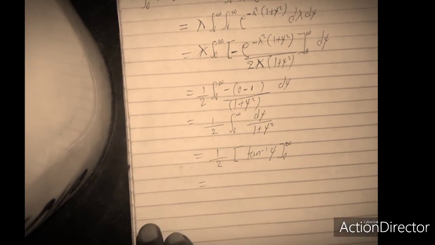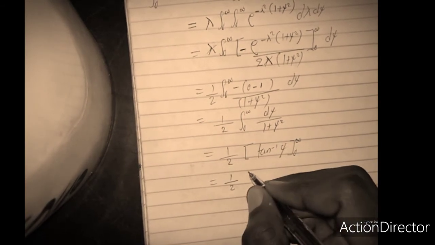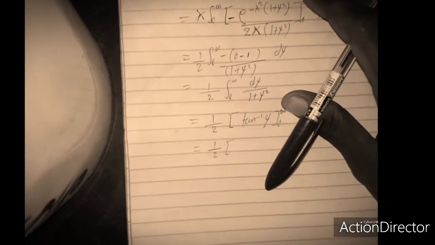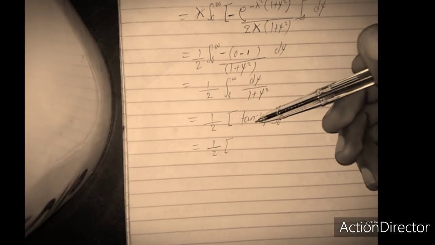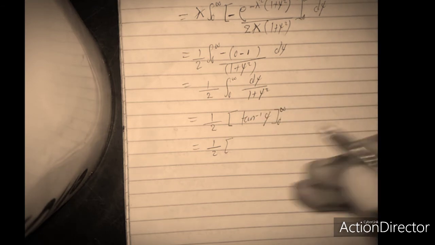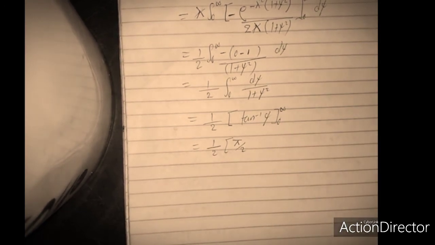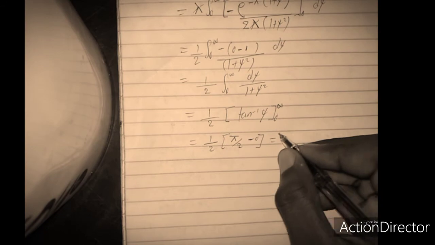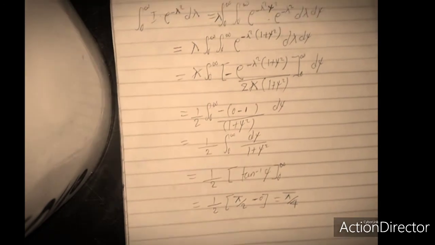So again, let us put our lower bound and our upper bound. When I put my upper bound, the meaning of tan inverse is what angle has tan infinity. If you punch your calculator, you will see that tan 90 is infinity, undefined. So tan 90 is undefined. So tan inverse of infinity should give me 90 degrees, which is pi by 2. And tan inverse of 0 is 0, so this will be minus 0, and this reduces to pi over 4.